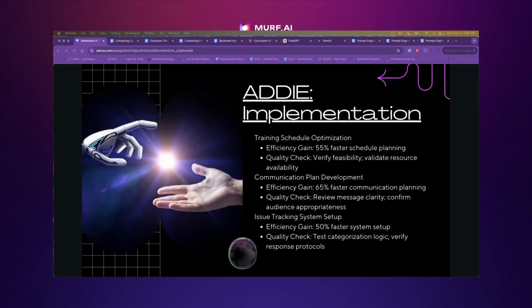So implementation, 55% faster schedule planning, 65% communication development, streamlined system setup. Again, we're looking at the quality controls.